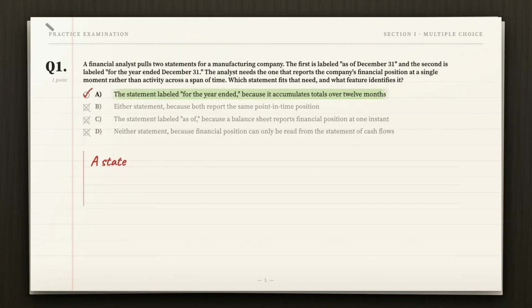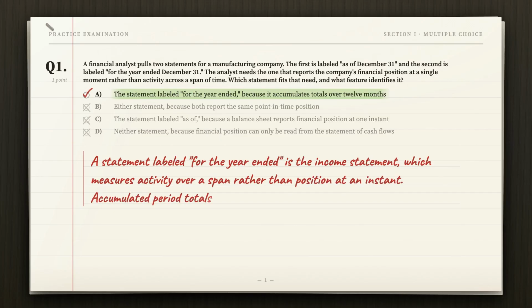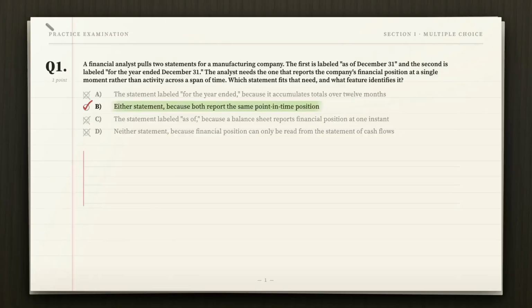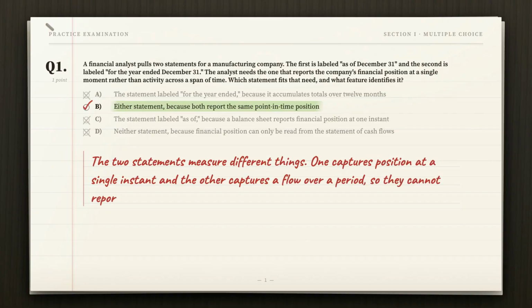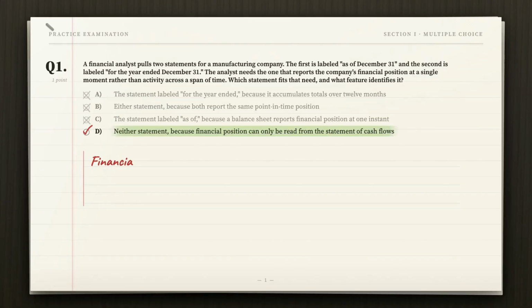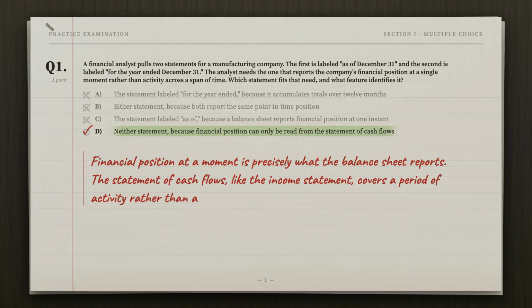A is wrong because a statement labeled for the year ended is the income statement, which measures activity over a span rather than position at an instant. Accumulated period totals are the opposite of a point-in-time snapshot. B is wrong because the two statements measure different things. One captures position at a single instant and the other captures a flow over a period, so they cannot report the same thing. D is wrong because financial position at a moment is precisely what the balance sheet reports. The statement of cash flows, like the income statement, covers a period of activity rather than a single instant.